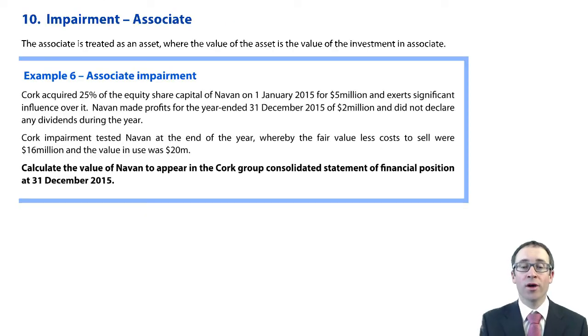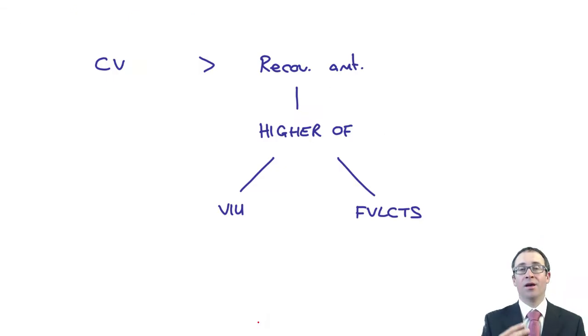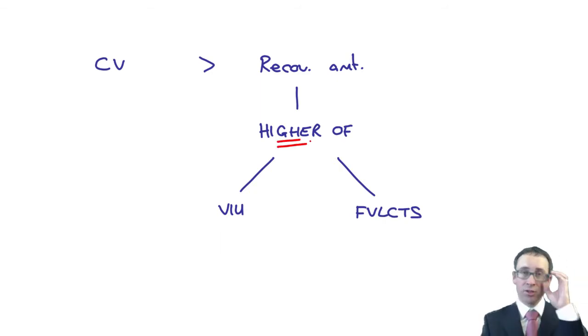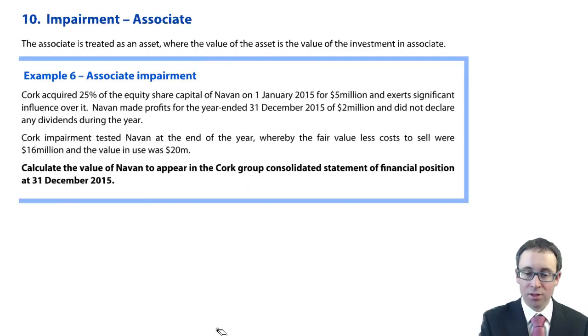So let's go through and look at the impairment within associates. And the principles, the rules are exactly the same. What we wrote up before, remember, is that an asset or a cash generating unit is impaired if the carrying value is greater than the recoverable amount, isn't it? And the recoverable amount is the higher of the value in use and the fair value less cost to sell. Okay, that's the basic principle. We now just need to apply that into the world of associates.